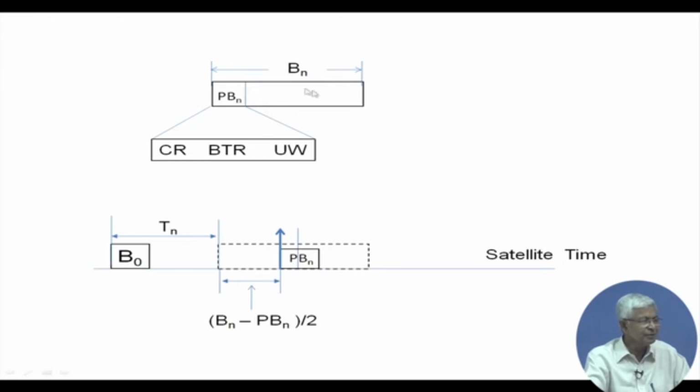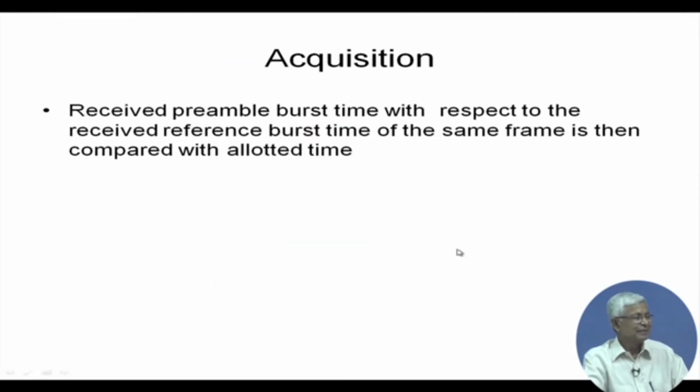This is shown pictorially like this. A burst consists of PBn and the rest is data. This whole thing is Bn. Now, this is B0 and Bn has to start after Tn; it should start here, at the dotted line. The center position, Bn by 2, is here, and PBn is the preamble of the nth station. PBn is placed exactly at the center, so the start of PBn will be Bn minus PBn by 2. That is where you should start transmission, at the satellite time.